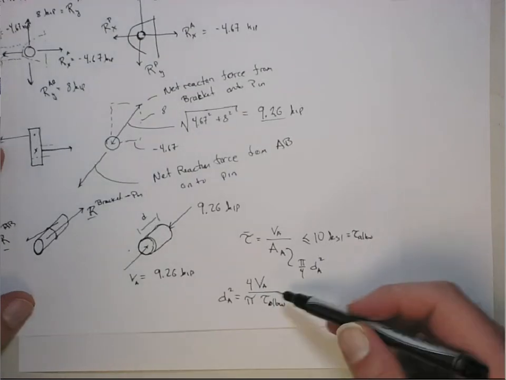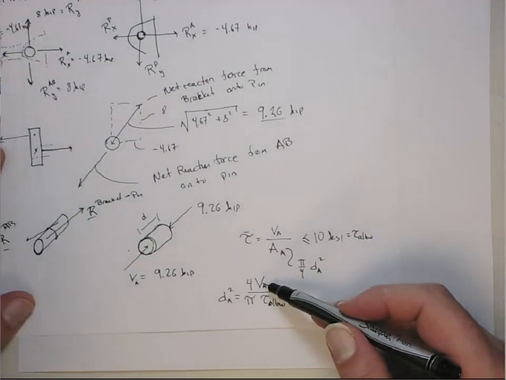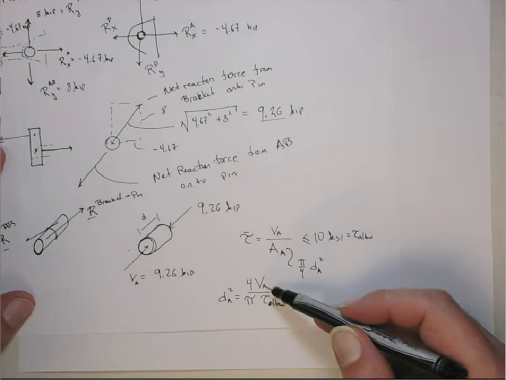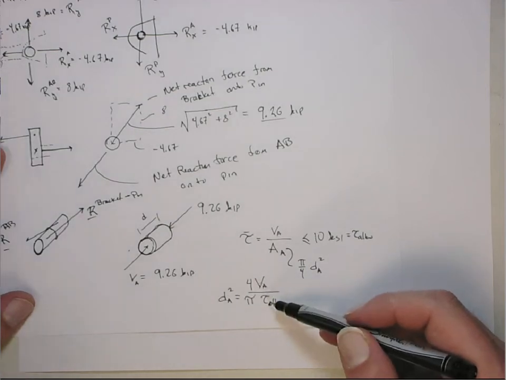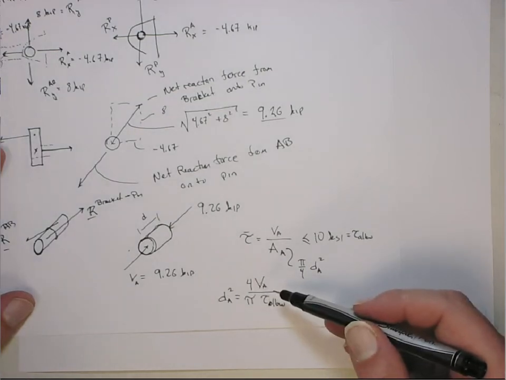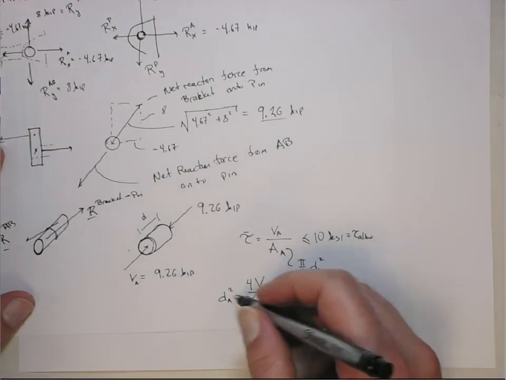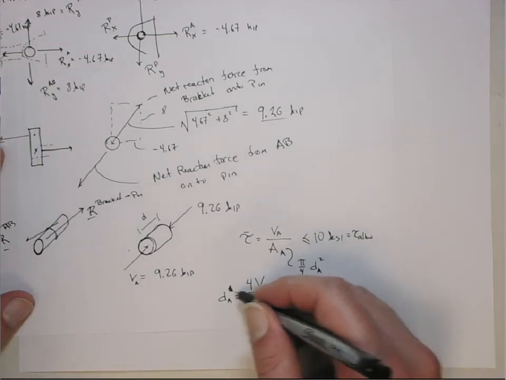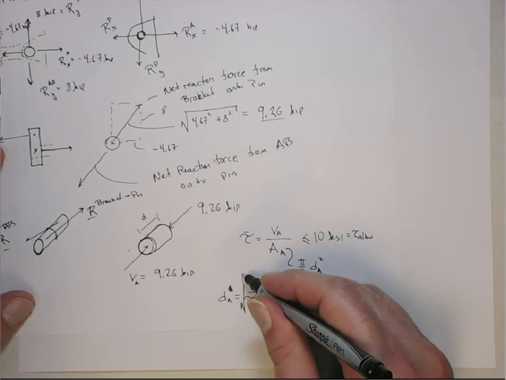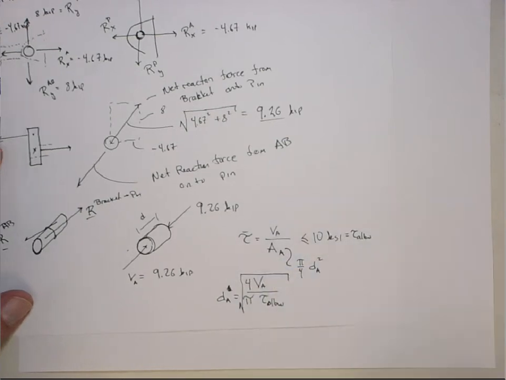So we can do the units on this. This is force per area. This is force. This is force per area. So it basically puts inches squared on top so we get consistent units. I guess you want to get the D exactly. We would take the square root of this quantity.